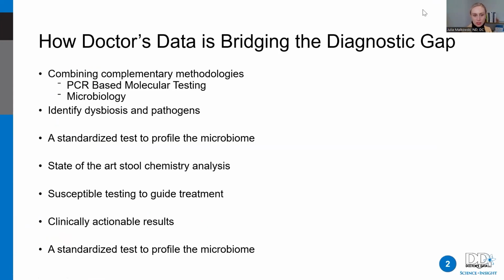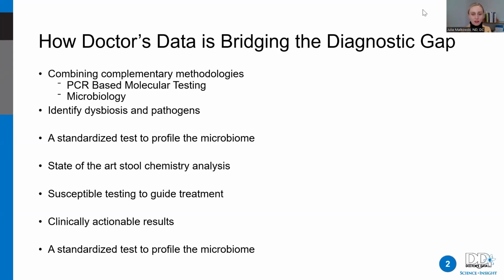As you'll see with GI360, there's a combination of complementary methodologies in one test. Historically, when identifying bacteria in a stool test, a large portion of that is understanding what bacteria are growing in your patient's stool, and then clinically applying that to physiology and presentation. Historically, this has all been done via culture methodology, growing the bacteria in the laboratory. That's an excellent piece of information, and GI360 does include that.